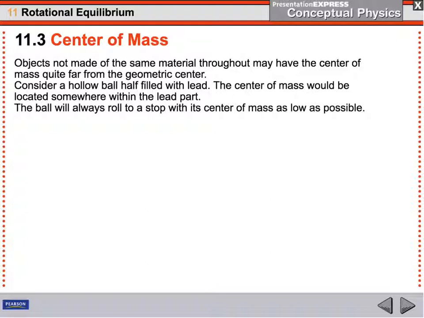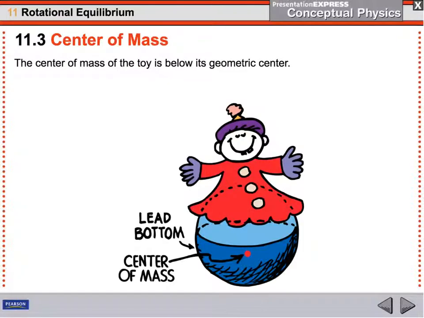Objects not made of the same material throughout may have the center of mass quite far from the geometric center. Consider a hollow ball filled with lead. The center of mass would be located somewhere within the lead part. The ball will always roll to a stop with its center of mass as low as possible. The center of mass of the toy is below its geometric center.